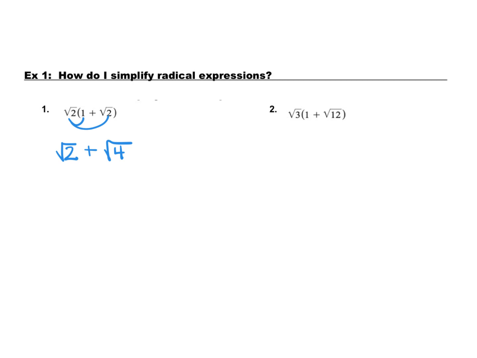Then we'll take a look here, and we cannot simplify the square root of 2 because that would be an irrational number, but we can take the square root of 4, and that is going to be 2.